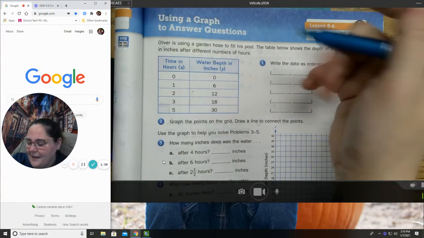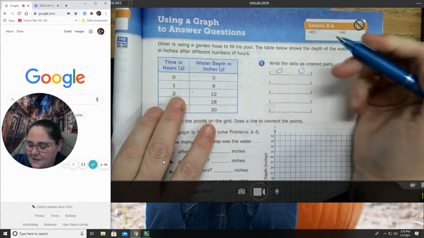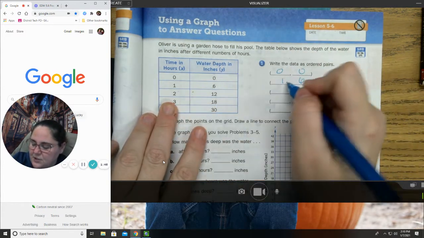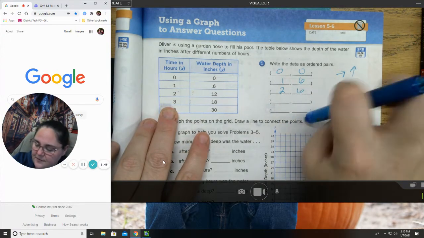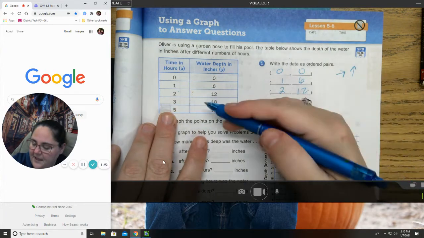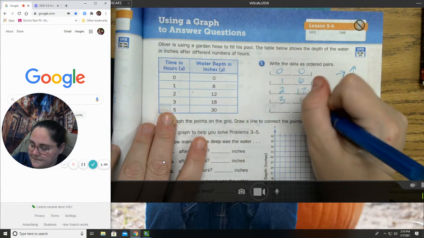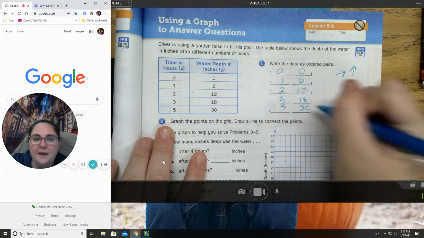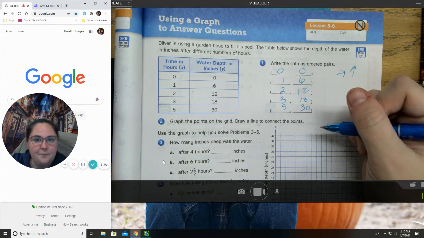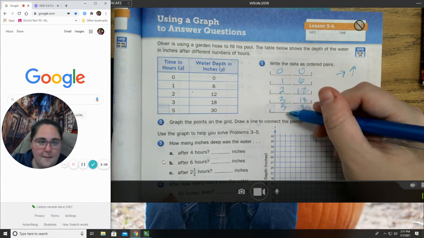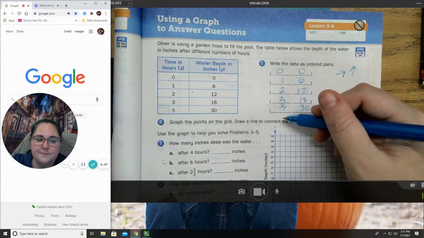Here we go. My first coordinate will be 0, 0, 1, 6, 2, 12, 3, 18, and 5, 30. Be careful. Some of you might want to just put 0, 1, 2, 3, 4. That's not 4 at the bottom. So be careful.